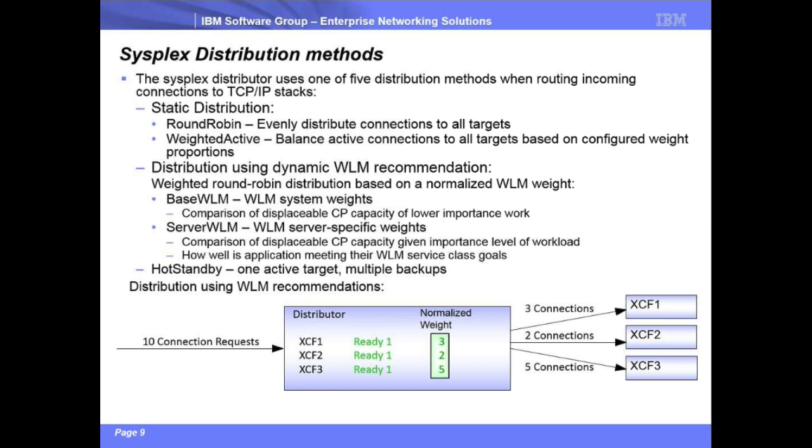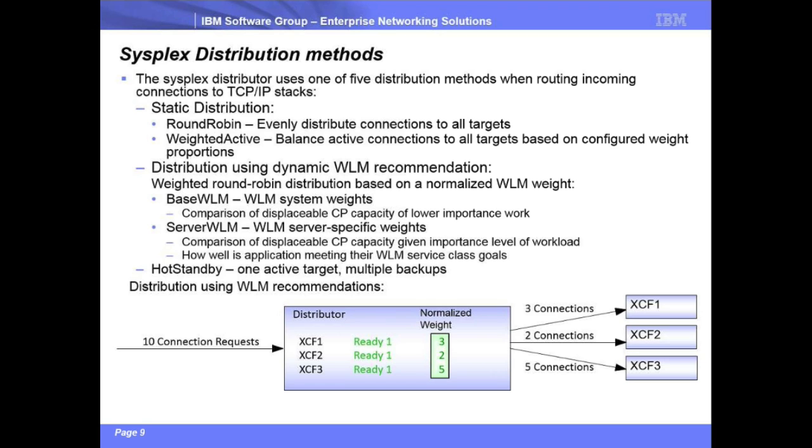So the stack with the most lower importance work would just automatically be preferred over another stack. With server WLM, these are server-specific weights, and so the comparison of displaceable capacity includes the importance level of the work that's being displaced. And I'll talk about that more in another chart. So in addition to including displaceable capacity, it also includes how well the application is meeting WLM service goals that might have been set up for that workload.